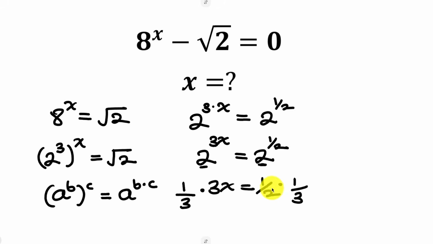Very good. Now see that this 3 cancels out this 3. 1 times x is x equal to, now we can multiply this. Let's multiply the numerator and then we'll multiply the denominator. So 1 times 1 is 1 all over 2 times 3 is 6. And this is our final answer.